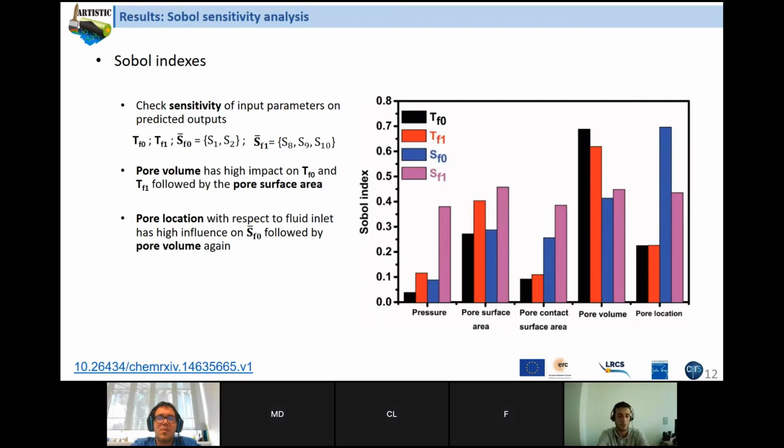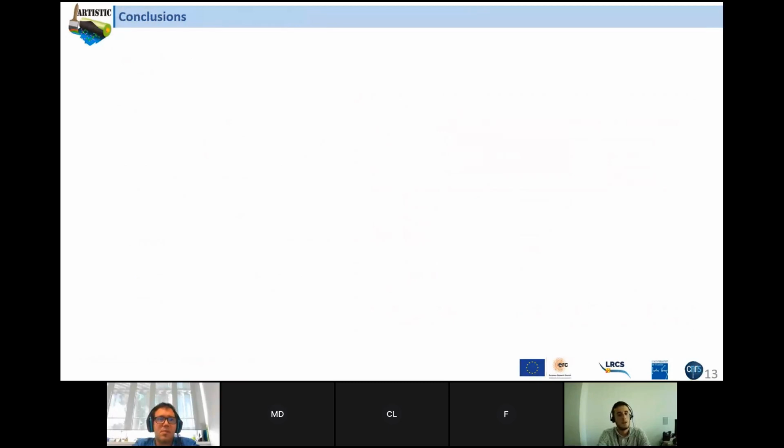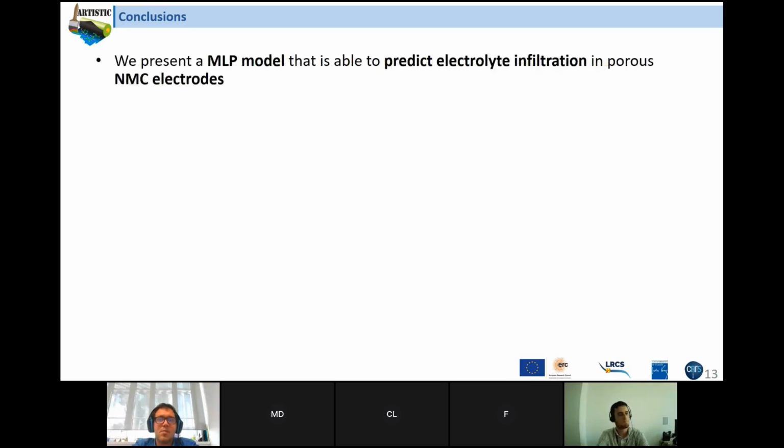And lastly, we saw that all input parameters have more or less the same impact on SF0. So again, it's interesting, but we don't find any real physical meaning behind this. So in general, I will end with the conclusions. The main take-home message from this talk is the following.